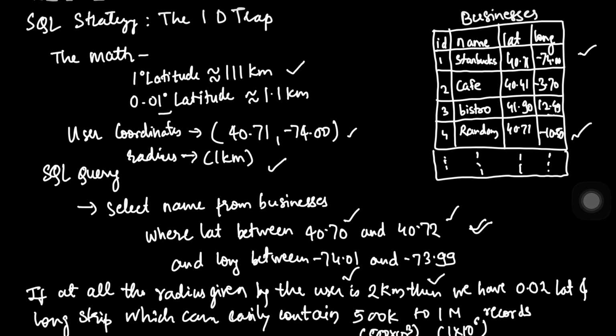Now, if we also look at our back of the envelope calculations, we estimated that our system needs to handle 200 million businesses. So in a database of that size, a latitude strip of 0.02 degrees could easily contain 500k to 1 million records. And this will surely be a very slow query. This leads to a massive spike in CPU usage and disk IO as well. Our latency will skyrocket from milliseconds to seconds, and the system will eventually time out. This is an order of n complexity in a world that requires log n speed.